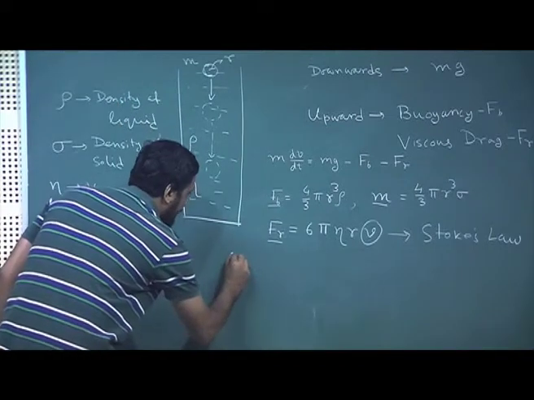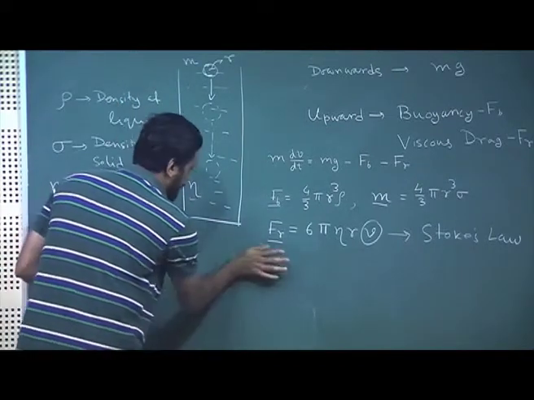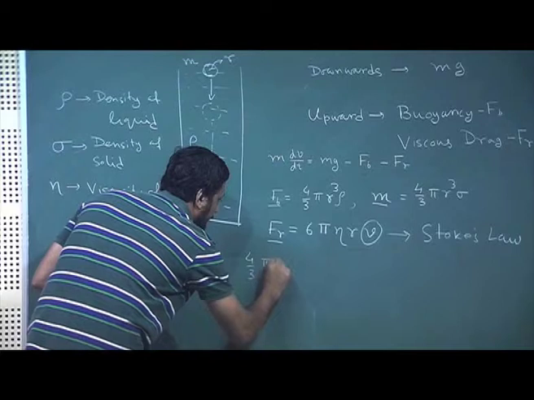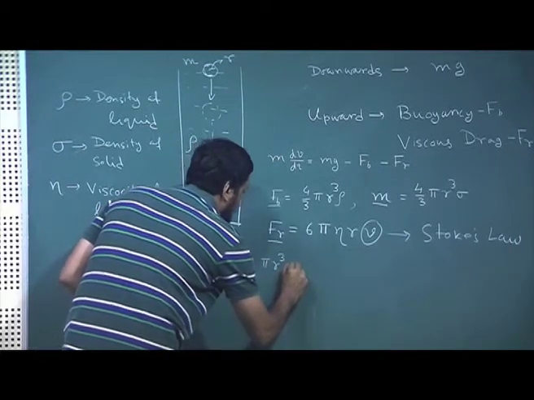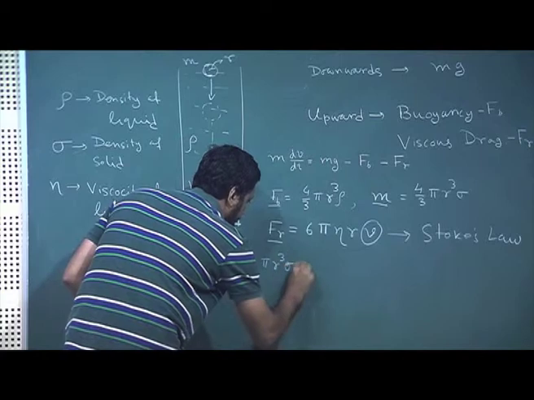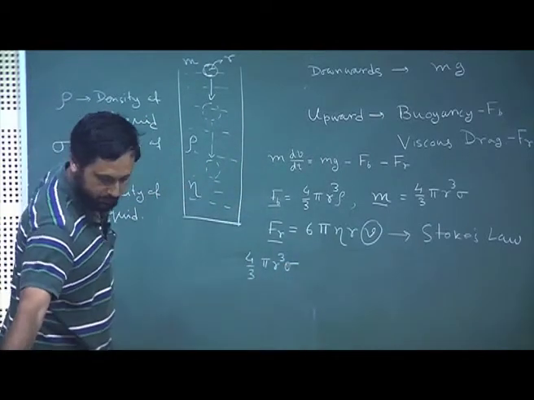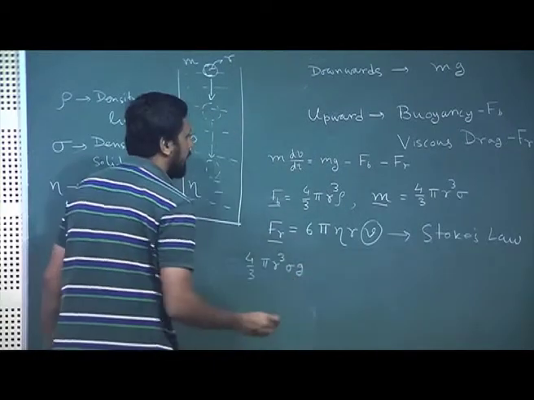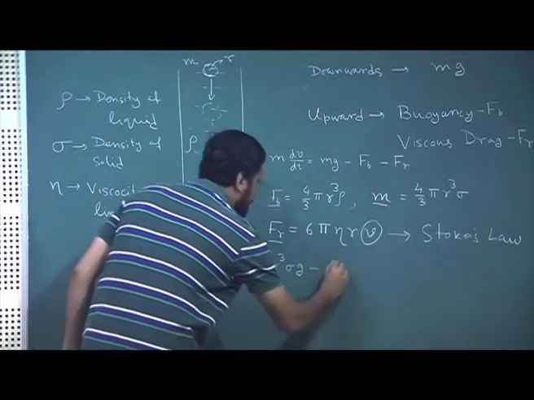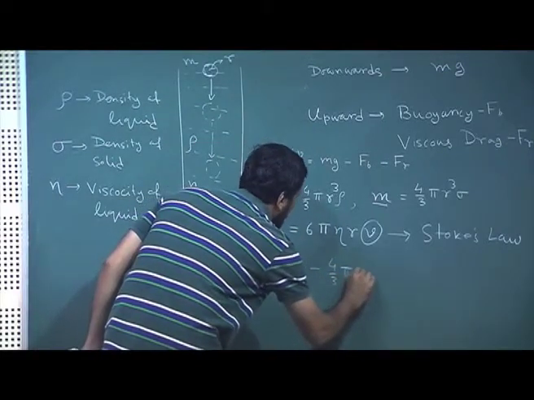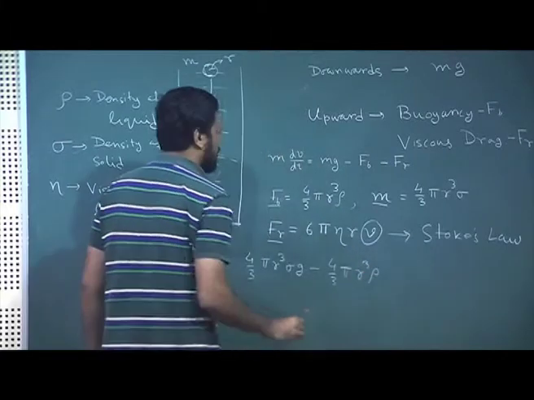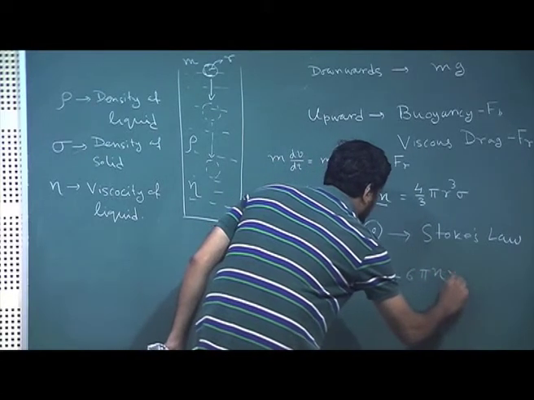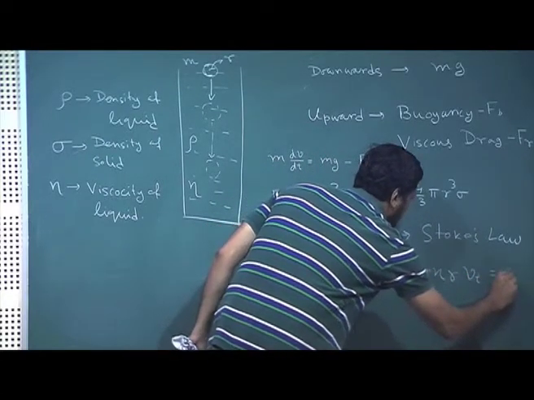So, this equation becomes m. Okay, so m will be 4/3 pi r cubed sigma g minus 4/3 pi r cubed rho g minus 6 pi eta r v t equal to 0.